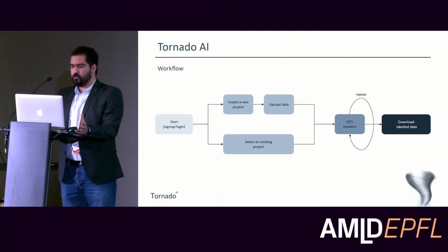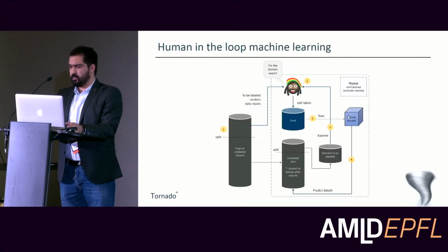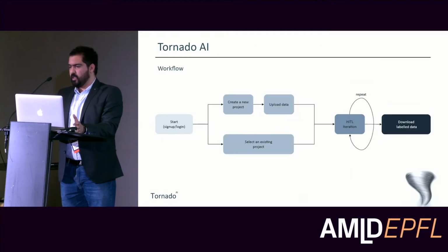From the user workflow, the first step is to sign up or log into Tornado. We can create a project, and when creating a new project, we upload data, or we can take an existing project and work on it. The next step would be the HITL, or human-in-the-loop, iteration. We'll go into all the iterations described here. And our goal is to have the labeled data in the end.